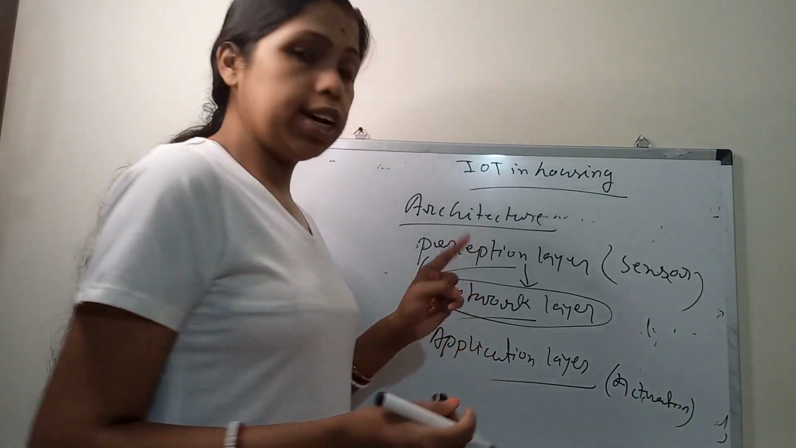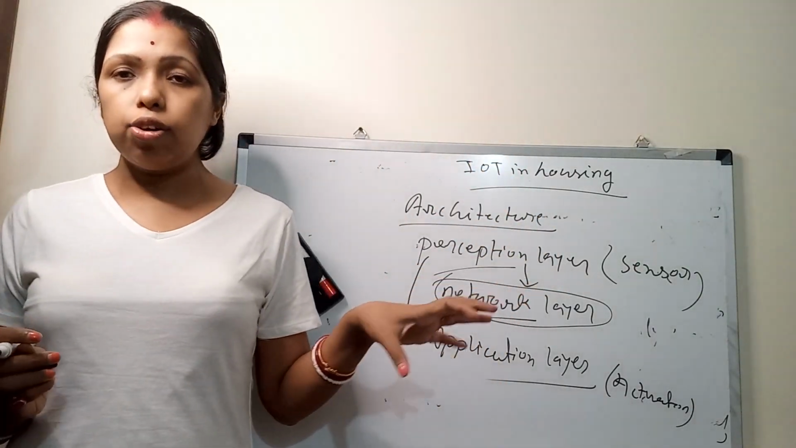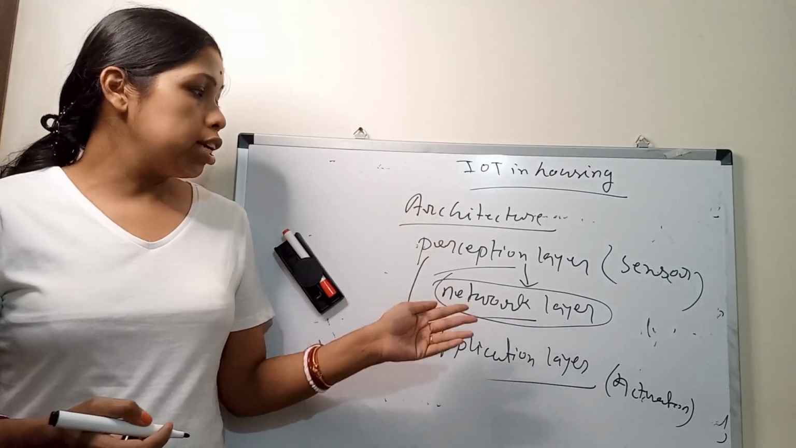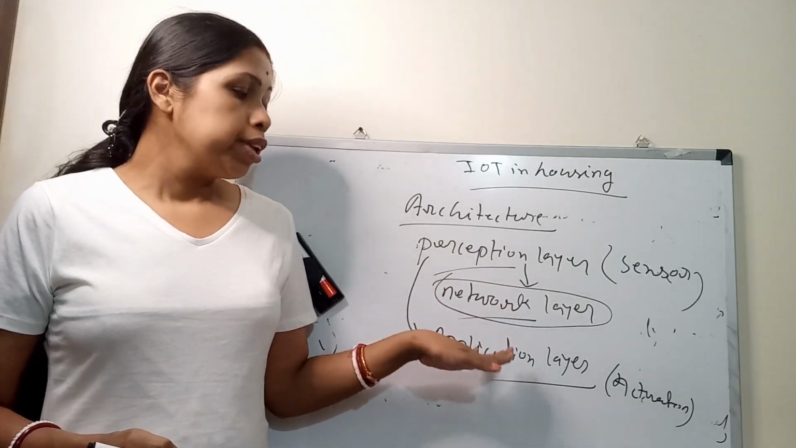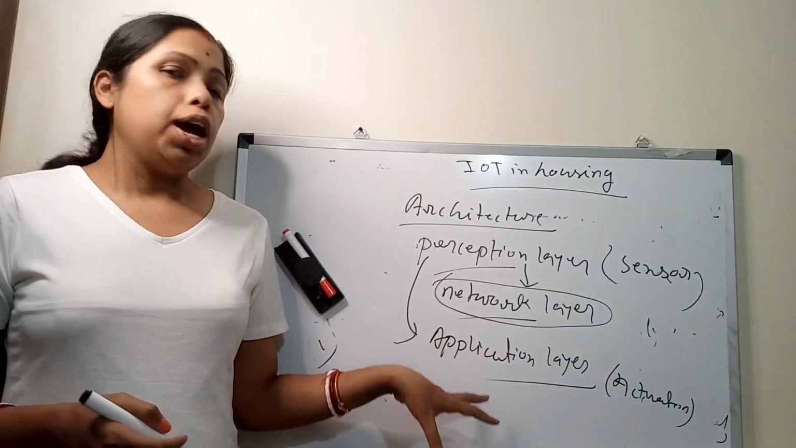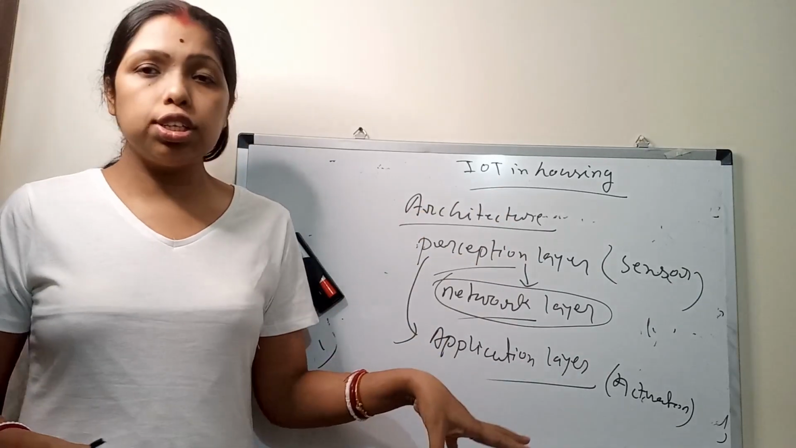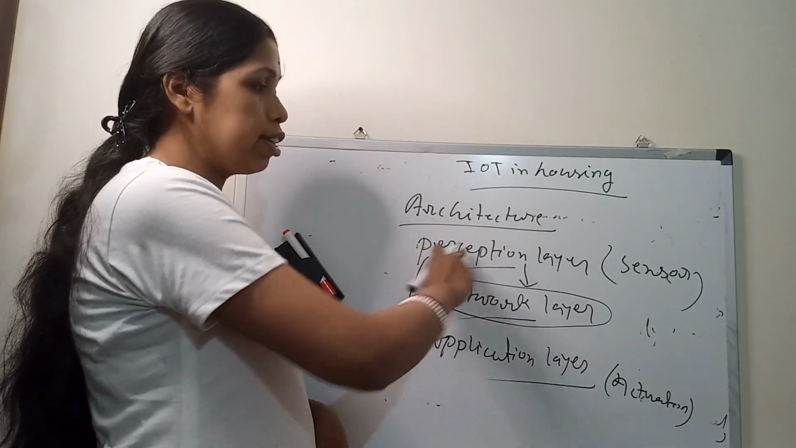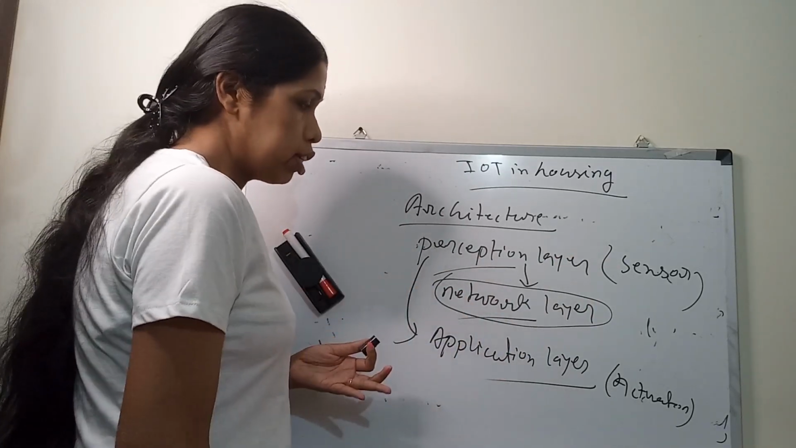So I told you the main architecture: sensor, network, cloud, analytic, and actuator. Sensor is related to the perception layer, network and cloud are related to the network layer, and analytic and actuator are both related to the application layer. So you can divide these five components into three parts. The perception layer is related to the sensor. Network means a communication channel.